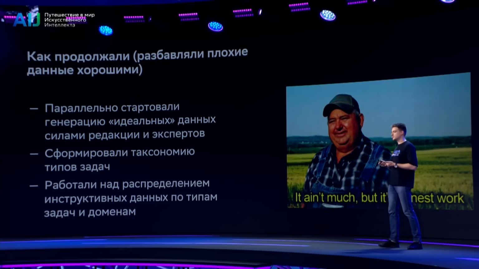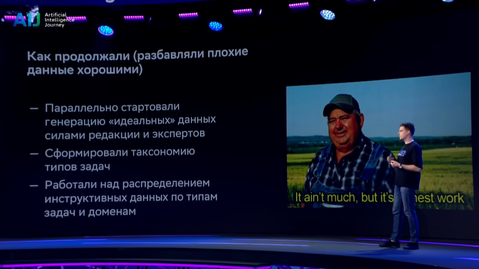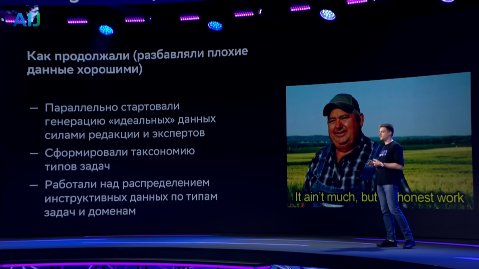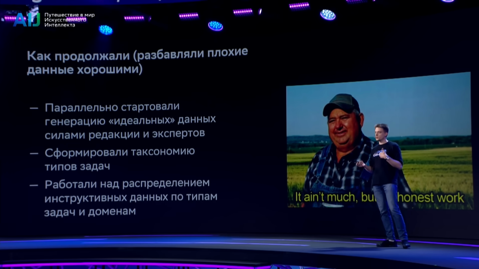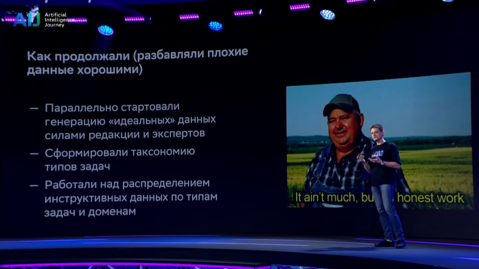But what did we do next? We then diluted our bad data with good data. At the same time, we launched a process to generate data by our fantastic experts and our editorial staff and other experts, and we tried to fill in this instructive data set by diluting the synthetics, diluting bad data with good data. 15 out of 85, still not great.